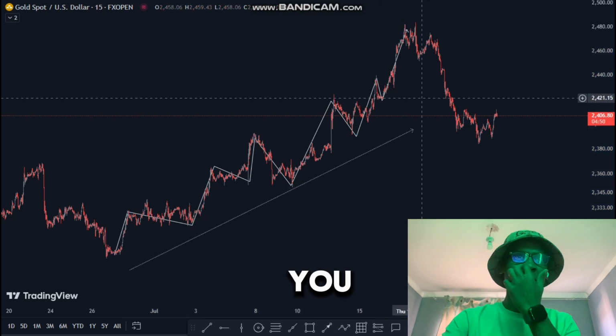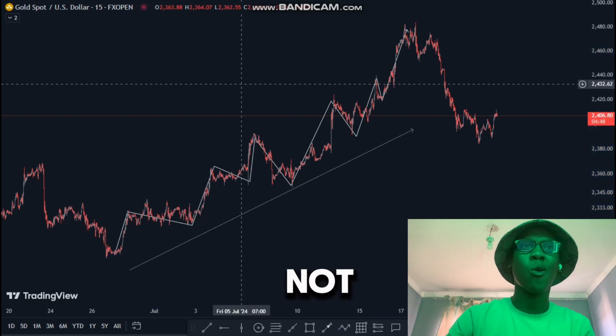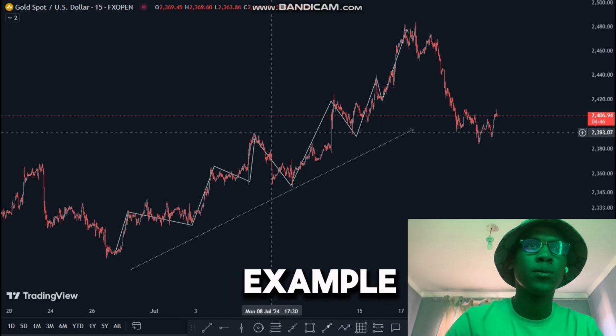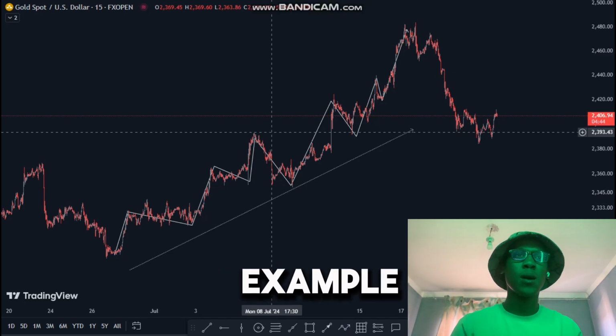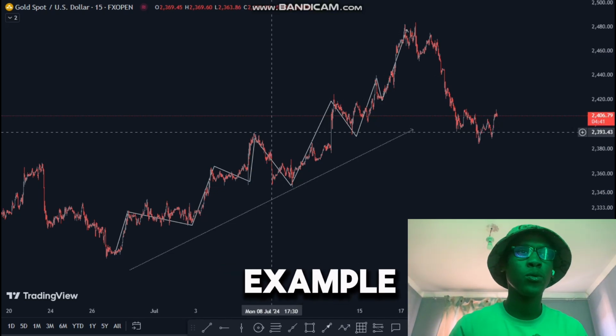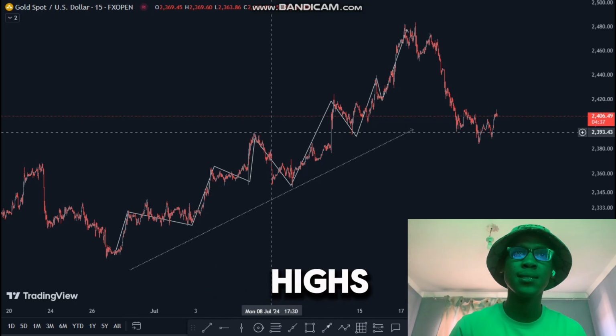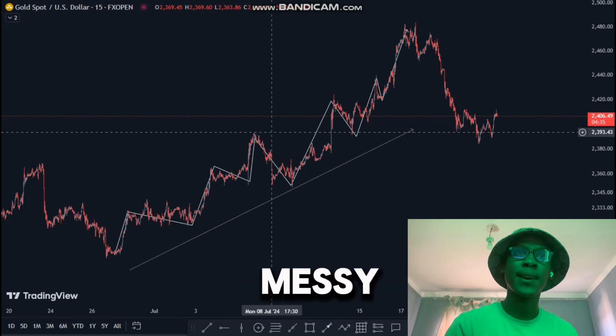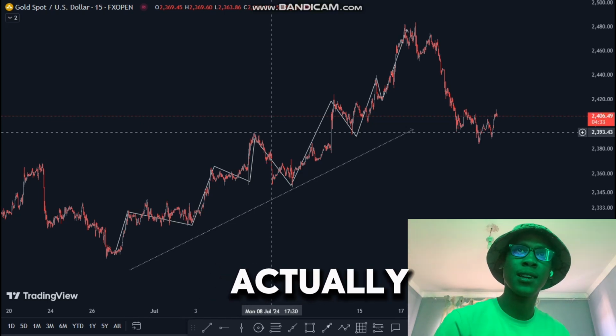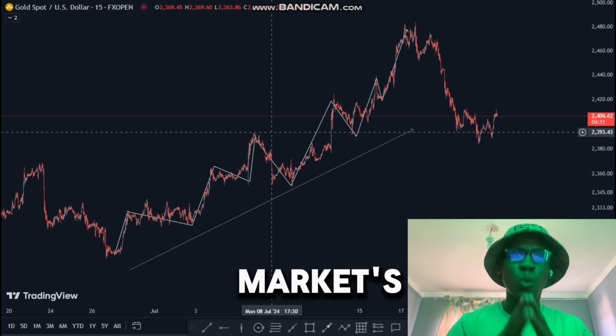I bet you are really confused because this is not how it looked in the example, right? Guys, the example was only for illustration. The markets are not that smooth. As you can see, the higher highs and the higher lows here are messy. They are choppy. They are in the market's own way.